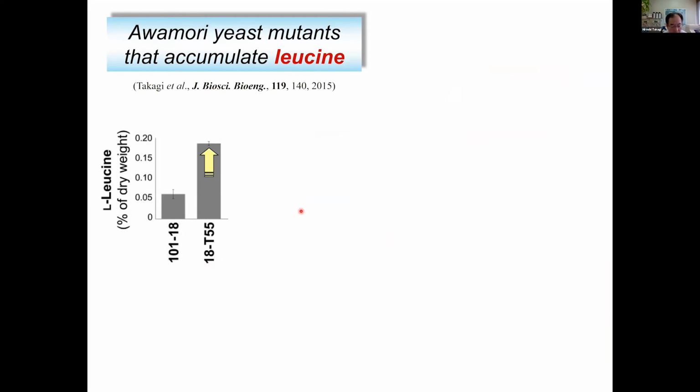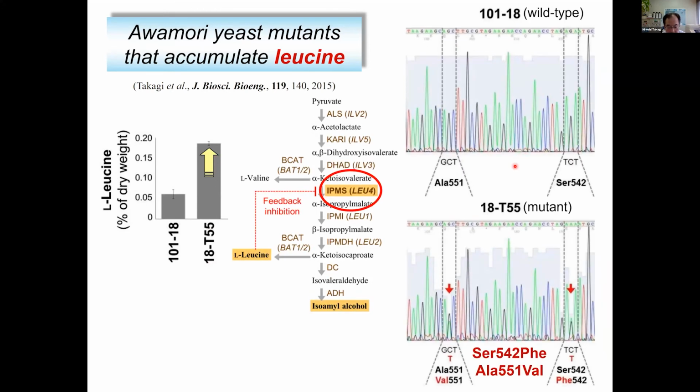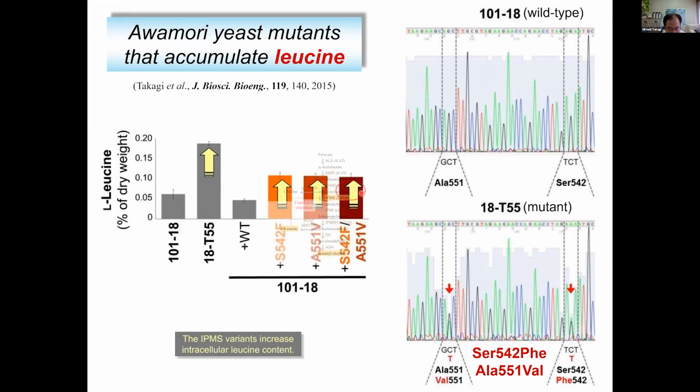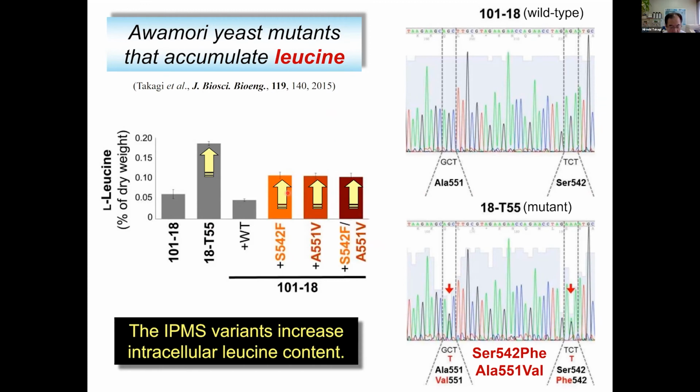Among the many TFL-resistant mutants, we successfully isolated a very good mutant, 18-T55, with increased leucine content in the cell, and found heteroallelic mutations in the LEU4 genes encoding IPMS, particularly the serine 542 phenylalanine and alanine 551 variants of IPMS. The leucine content in cells expressing the IPMS variants was higher than in cells expressing the wild-type enzyme.